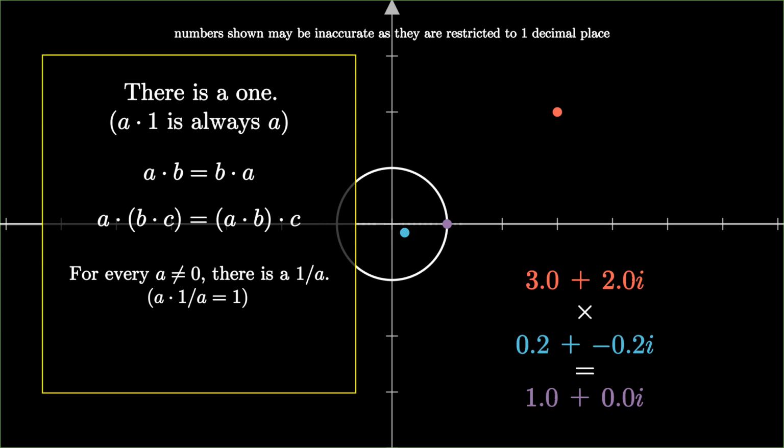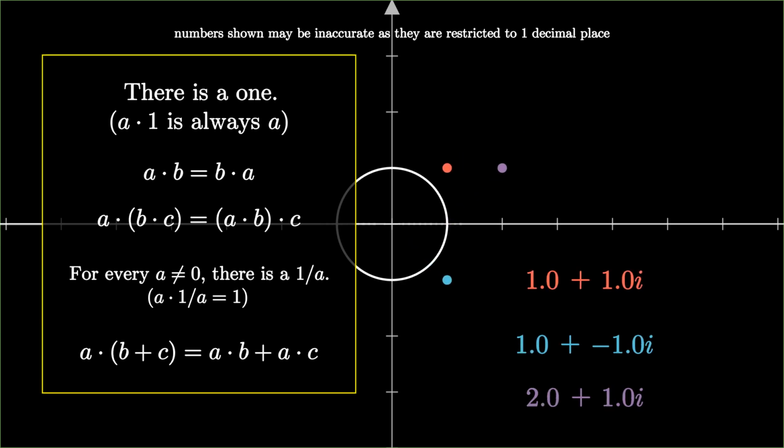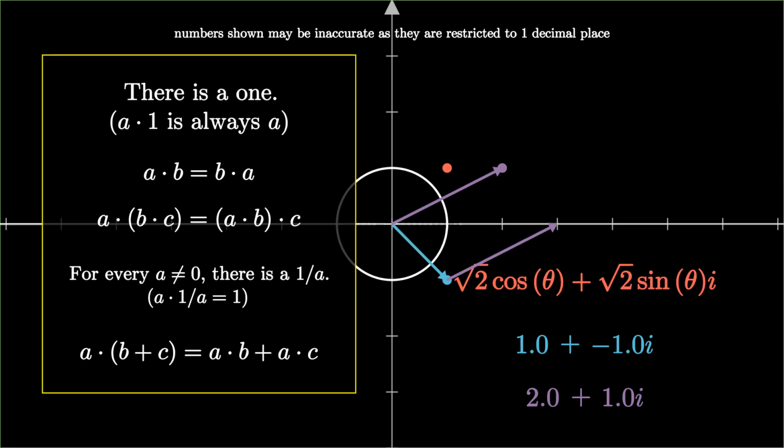Finally, we have distributivity. a times (b plus c) is a times b plus a times c. Let the red point be a, the blue one b, and the purple one c. Since we're multiplying with a, let's write a in its length and angle form. On the left-hand side, what we're doing is adding b and c. We know how to do that.